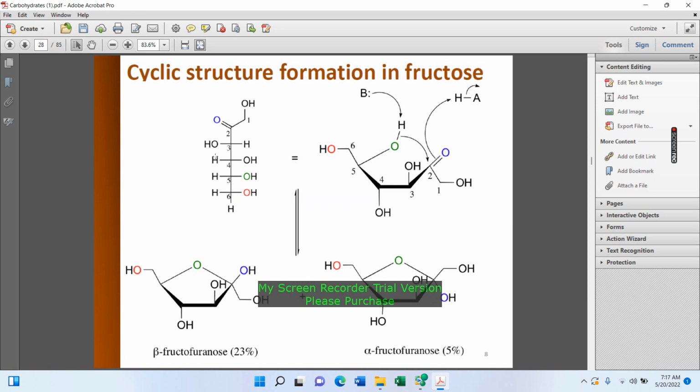So I think that fructose doesn't have a chiral carbon. No, yeah, fructose doesn't have a chiral carbon. No. I think the chiral carbon is this. No, it's not a chiral carbon. Yeah, this is the chiral carbon of fructose, right?